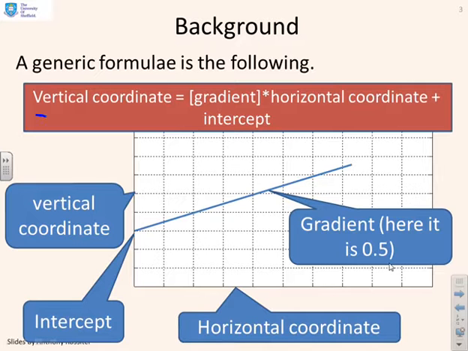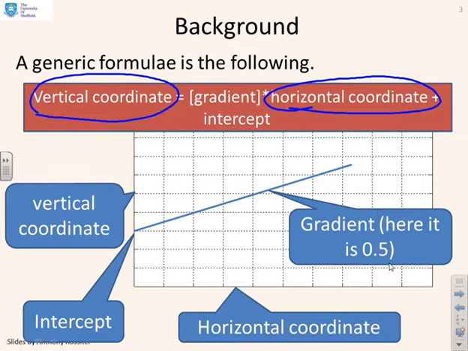But I hope you'll agree with me, having to write vertical coordinate every time, that's a bit tedious. Having to write horizontal coordinate, that's quite lengthy as well. Intercept, that's not too bad, but it's still long. And gradient. We want to understand these concepts, but not have to write such long words.